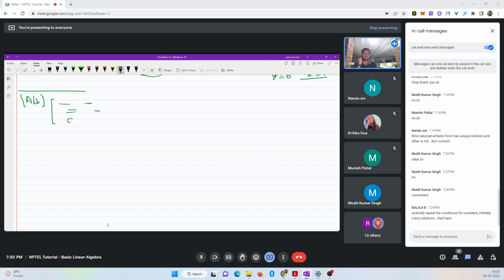So in the last row, or in any row, you have all the entries to be 0 except the last one. Let's say this is 3. In that case, because your last column corresponds to the right hand side of the equation, this means that 0 is equal to 3, which is never correct. So if you have any row such that all your entries just before the last entry are 0 and the last entry is non-zero, in that case your system is inconsistent.